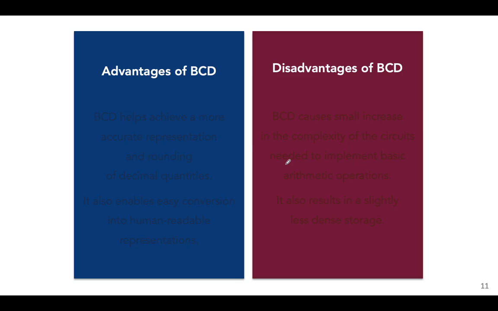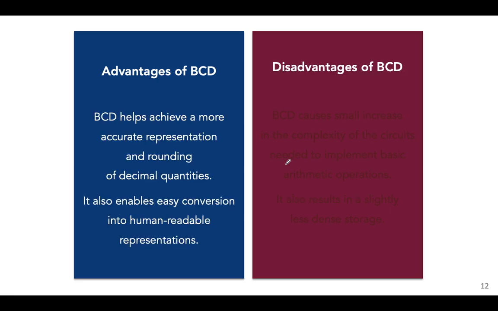Very simple. Alright, now let's talk about the advantages and disadvantages of this specific code. Now, on the plus side, BCD helps achieve a more accurate representation and rounding of decimal quantities. It also enables easy conversion into human readable representations. You see, in case of binary, you have to repeatedly divide the given decimal number by 2 and then take a look at all your remainders, right? So BCD relatively is far more simpler than that. So it allows easy conversion into human readable representations.